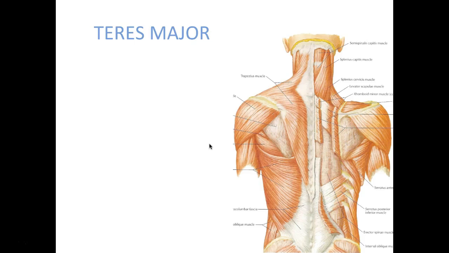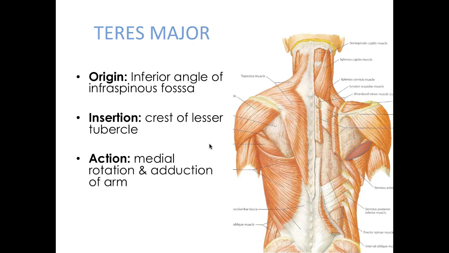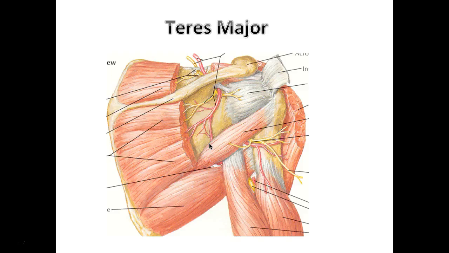So we just have teres major left, and that's going to be located right below teres minor. Its origin is the inferior angle of the scapula, and insertion is just a little bit lower at the crest of the lesser tubercle. Because of the change in the line of pull, we could do medial rotation and adduction of the arm here, and its innervation is a branch of the brachial plexus.